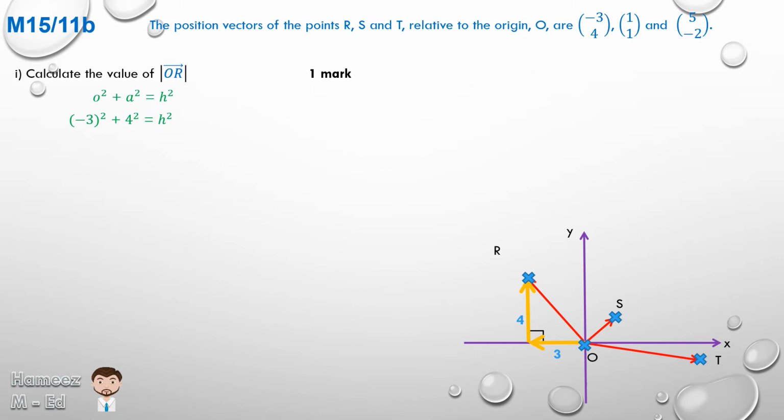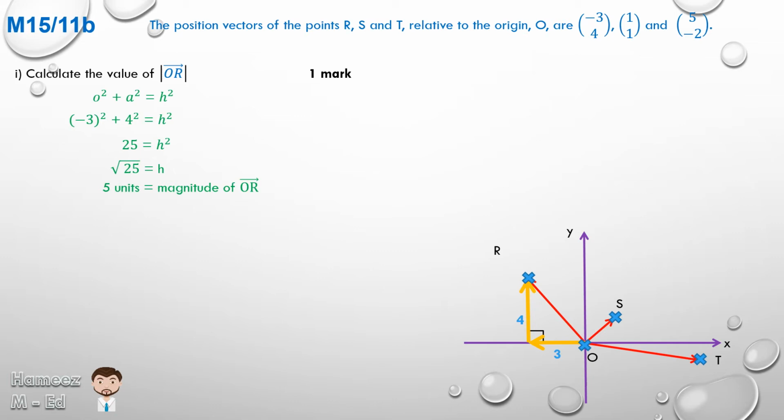Minus 3 squared, minus 3 times minus 3 will be plus 9. 9 plus 4 4s are 16. 9 and 16 is 25, equal to H squared. So if I want to find H, carry the square across, and the opposite of square, or the inverse of square, is square root. So the square root of 25 is equal to 5 units. And that tells us the magnitude or length of the vector OR.